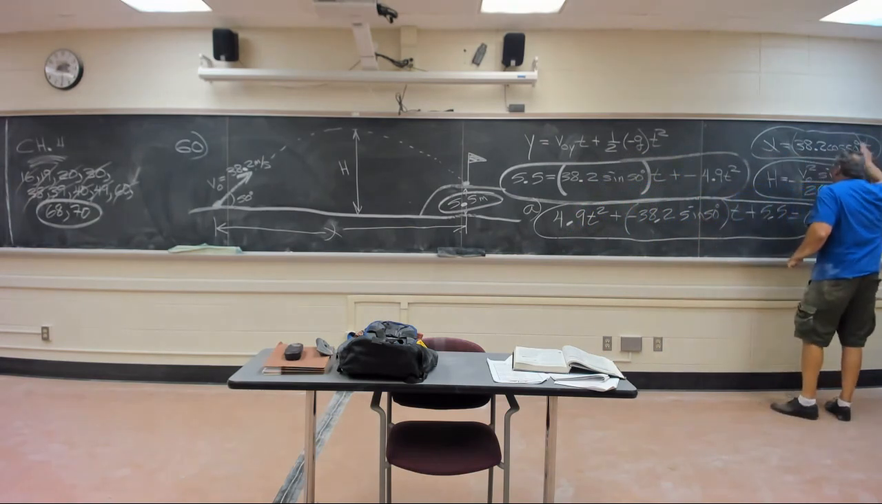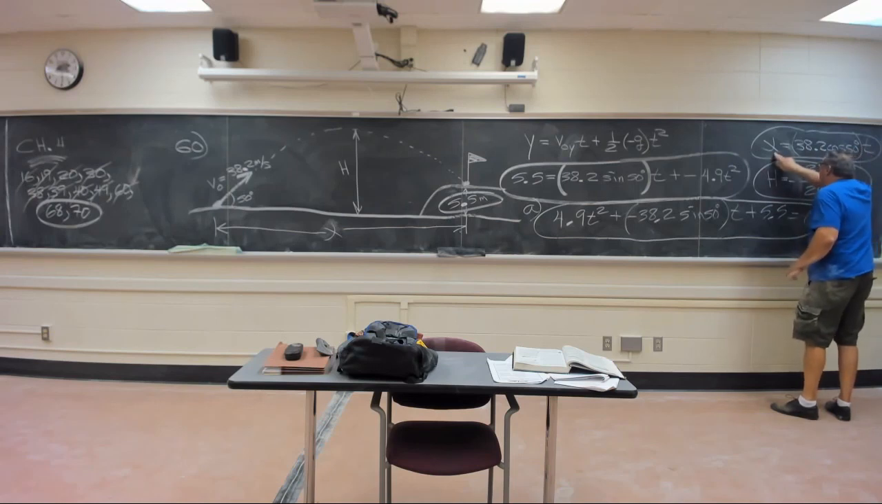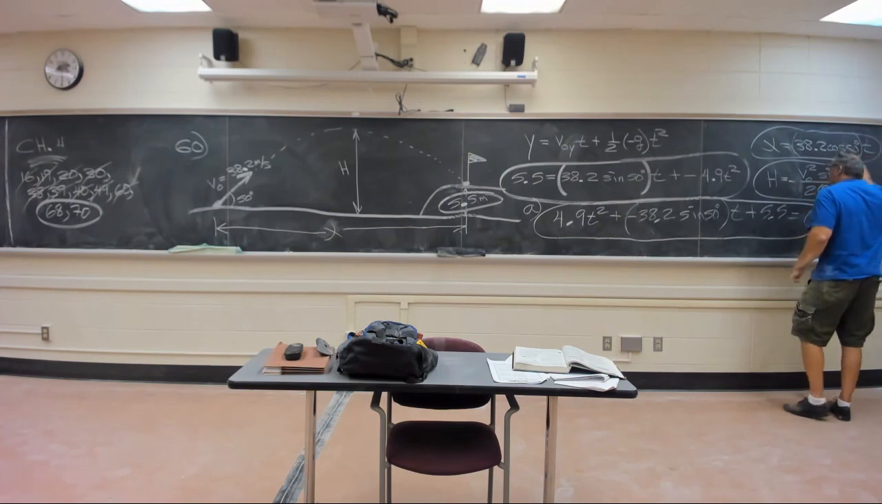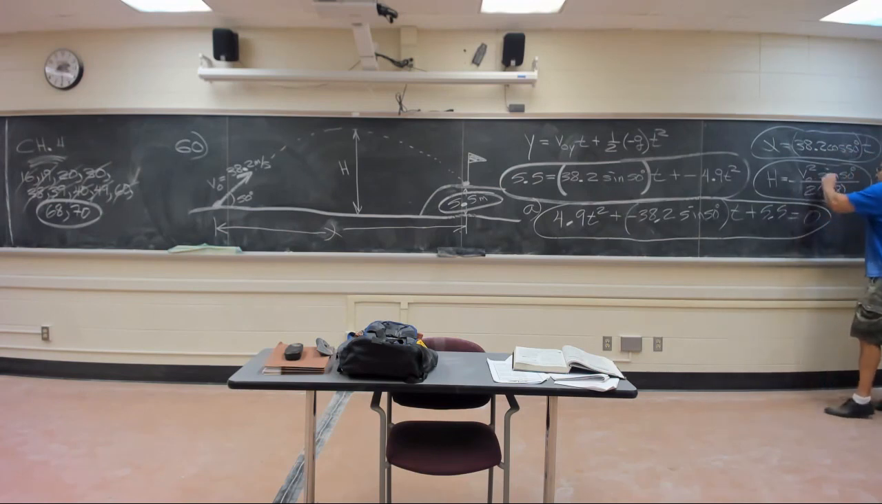Then you put that time times v0x. That time times v0x will give you the x displacement, the horizontal displacement. 38.2 times the cosine of 50 degrees is the horizontal component of velocity, times time. H is going to be v0 squared sine squared 50 degrees, over 2g. Forgive me, v0 squared, sine squared. Remember that.